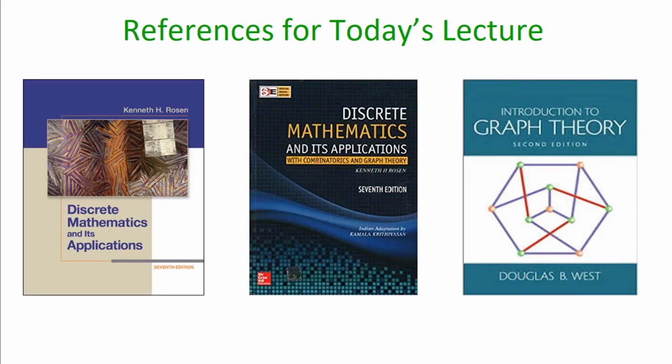So that brings me to the end of this lecture. These are the references used for today's lecture. The basic concepts related to graph theory you can find in the Rosen book, but there's also this advanced or dedicated book for graph theory. This book on graph theory is very nice. It covers both the basic concepts as well as advanced concepts. And if you are interested to explore graph theory, I encourage you to get a copy of this book.